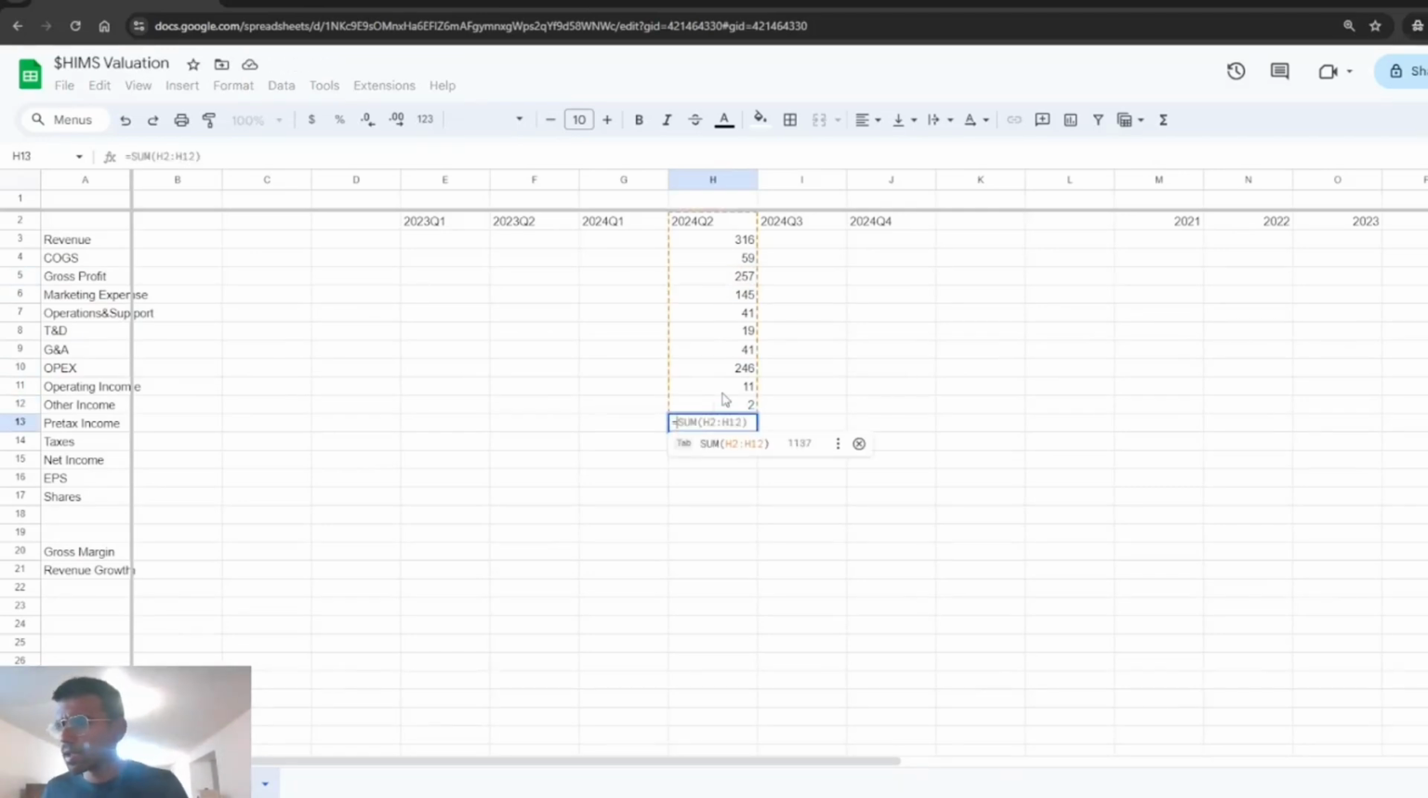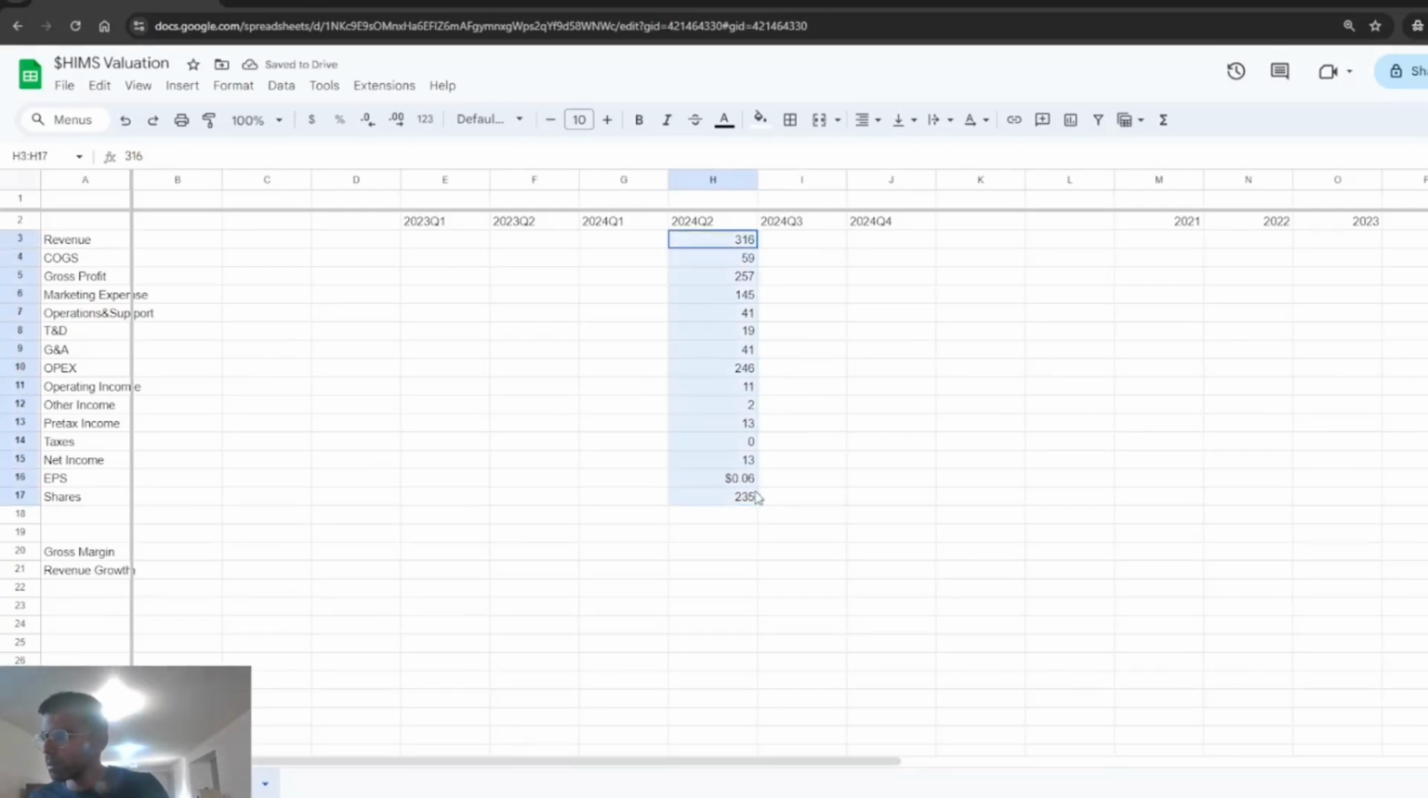Because it's going to be this plus this, right? You're not going to pay taxes, right? It's basically zero. And then net income is going to be this minus the amount of taxes you pay, right? So for the EPS, let's put the shares here, 235. It's going to be this divided by this. Yeah, nice, 6 cents. Okay, let's copy this bad boy over here.